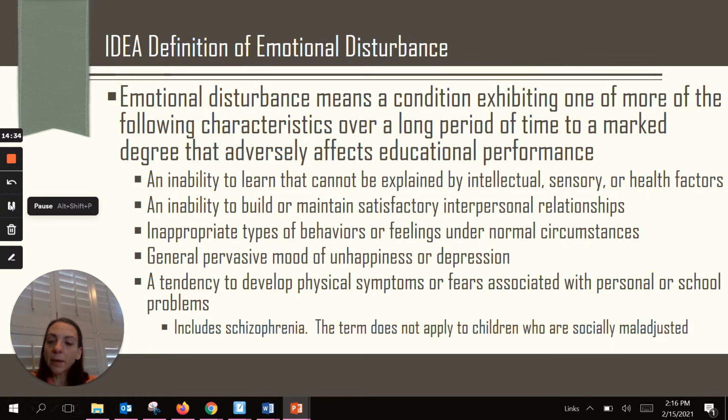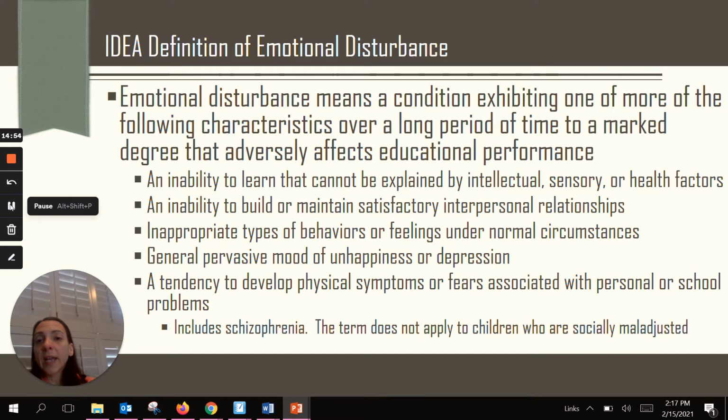So let's compare conduct disorder and ODD to the IDEA definition of emotional disturbance. Emotional disturbance means a condition exhibiting one or more of the following characteristics over a long period of time to a marked degree that adversely affects educational performance. So we're going to pick apart that definition a little bit later.